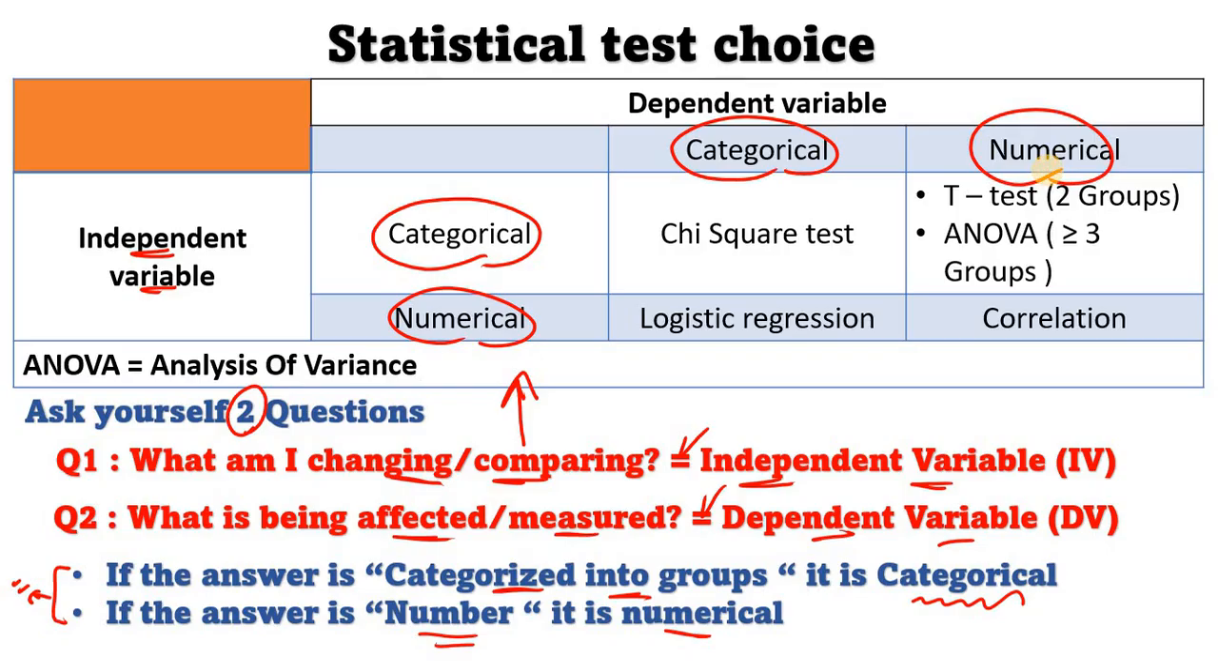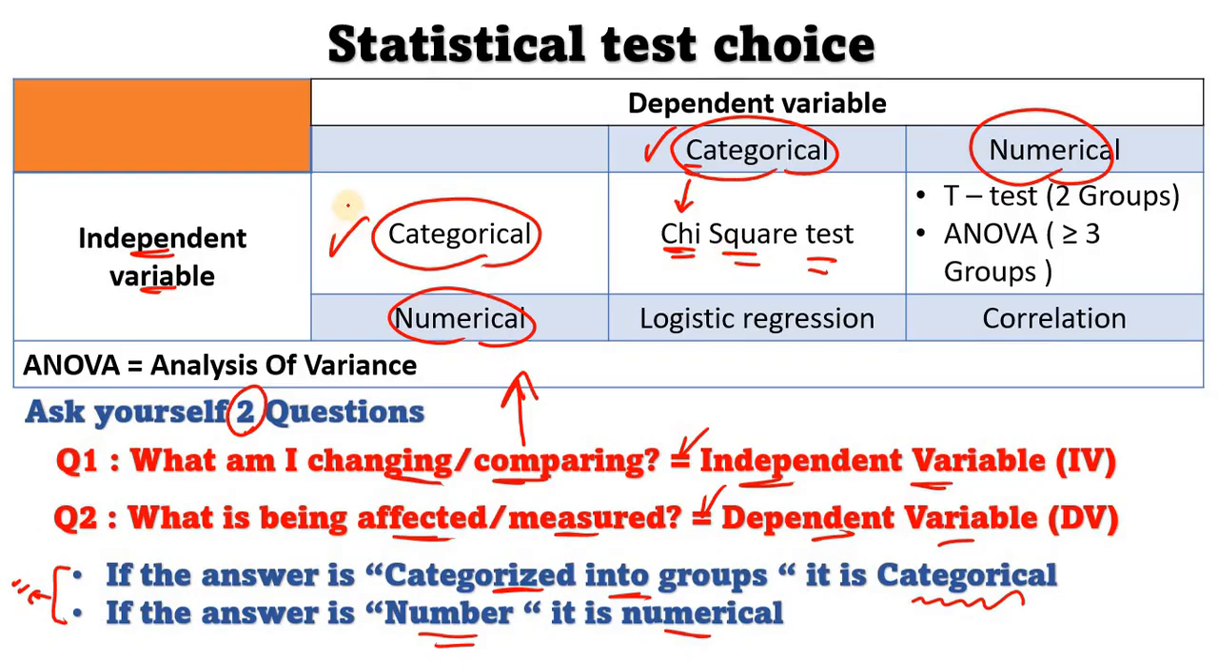According to this, if your independent variable is categorical, and your dependent variable is also categorical, your test will be the chi-square test. To memorize this easily, if the independent variable and the dependent variable are the same, starting with the letter C, your answer will also be a test starting with the letter C, which is the chi-square test.